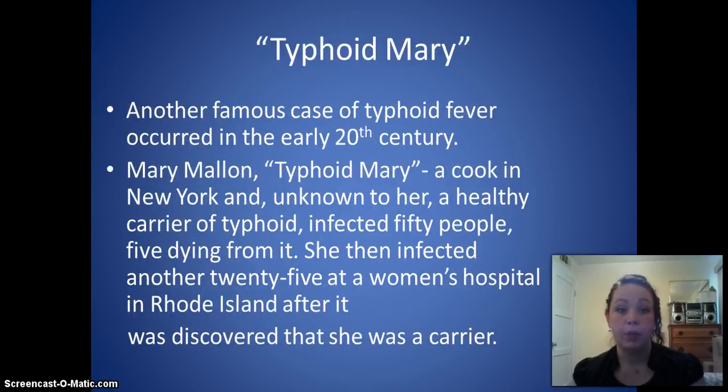Typhoid Mary. As Gary noted, another famous case of typhoid fever occurred in the early 20th century. Mary Mallon, more commonly known today as Typhoid Mary, was a cook in New York and, unknown to her, a healthy carrier of typhoid. She infected 50 people, 5 dying from it. She then infected another 25 at a women's hospital in Rhode Island after it was discovered that she was a carrier.